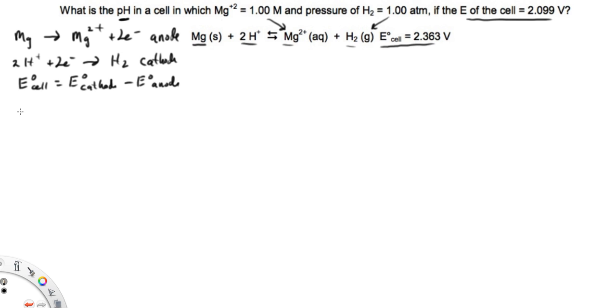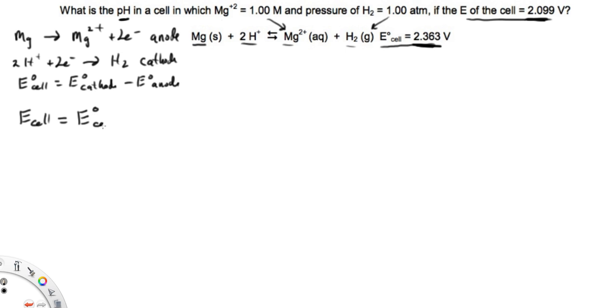Okay, so in this case though, E cell is not the same as E naught of the cell. E cell is going to be different, as we can see up here. They're different. And that's because the pH, or the hydrogen concentration, is not 1 molar. If the concentration of hydrogen ions were 1 molar, then E0 cell would equal E of the cell.